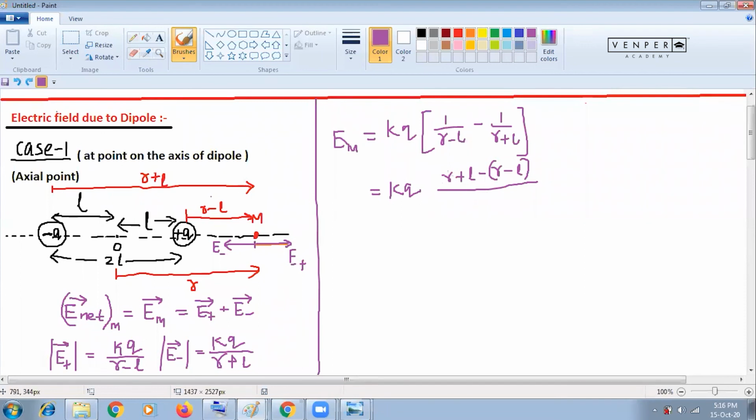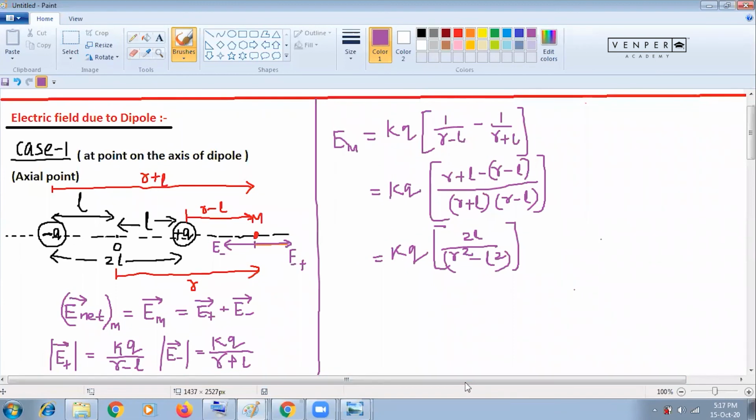If you are not understanding, I'm just writing because I'm taking the LCM here. So LCM is nothing but R plus L by R minus L, or R minus L by R into R plus L. You can write R plus L into R minus L. I can write it as KQ. Now this will become 2L, divided by R plus L into R minus L, which will become R square minus L square. So this is the a plus b into a minus b formula. I hope you are understanding.